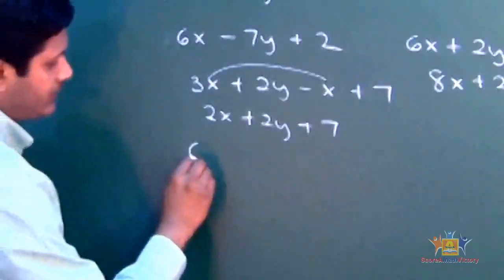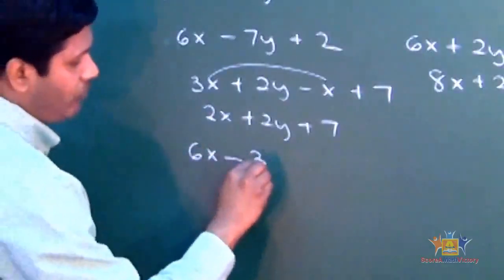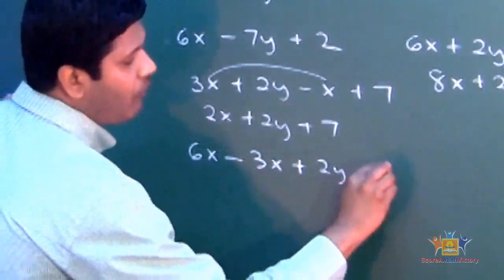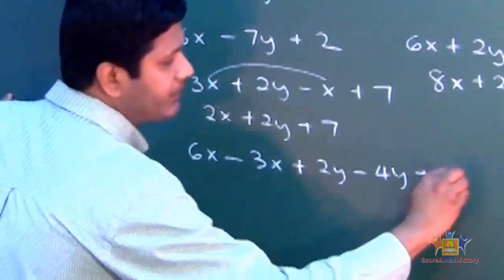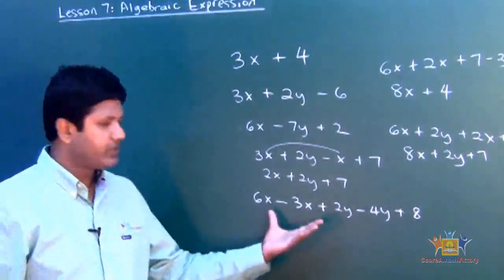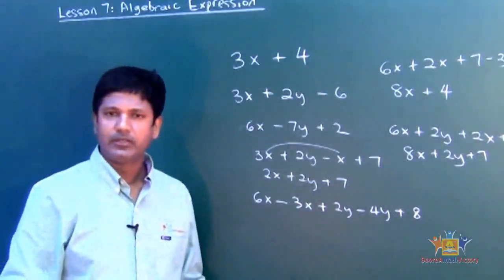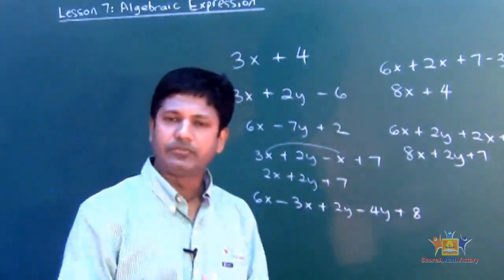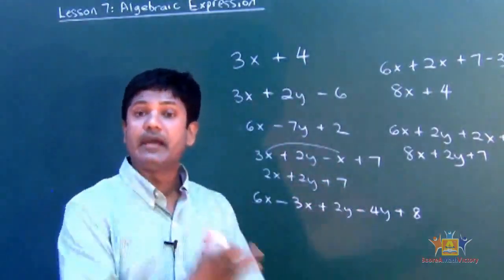I could have given you 6x minus 3x plus 2y minus 4y plus 8, and asked you to simplify these terms, this algebraic expression. So how do you do that? You group them. You group all the x's together, y's together, and then the numbers together.